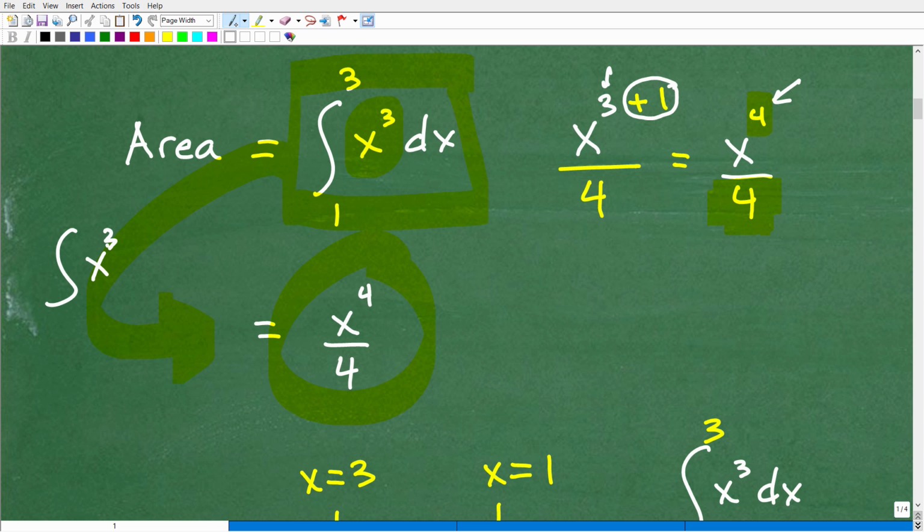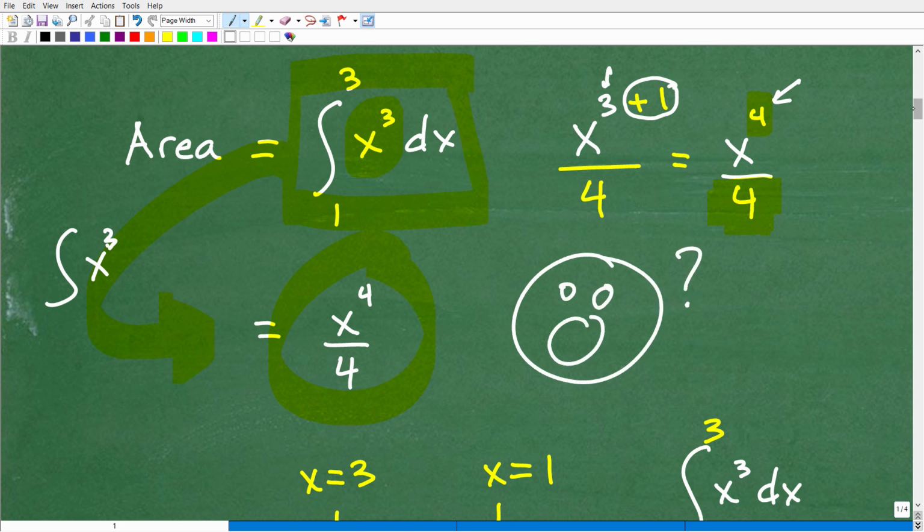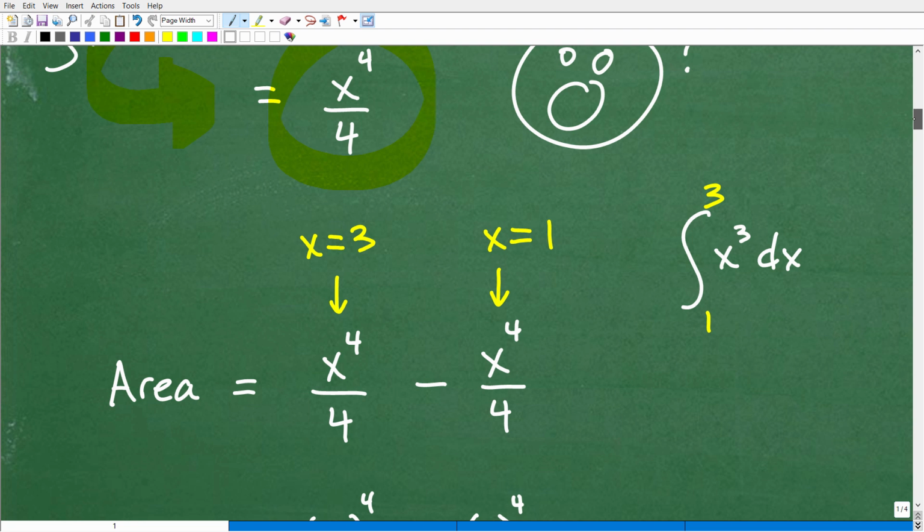I'm pretty sure everyone out there understands that. It's not that difficult of math. If you're saying, wow, so far so good, I understand what's going on, well, then listen, if you're with me so far, then we're almost going to be done with this problem. You might be like, that's so awesome. Well, let's go ahead and see how this finishes up.